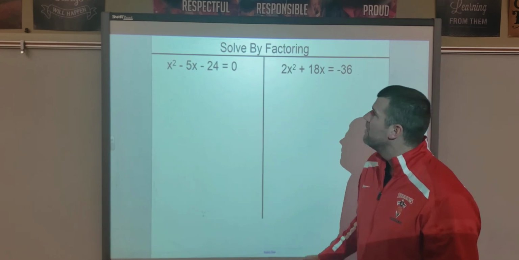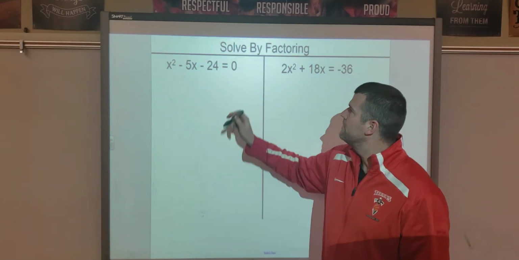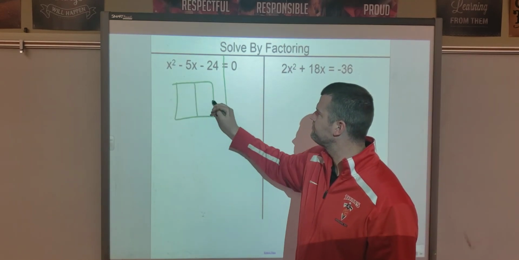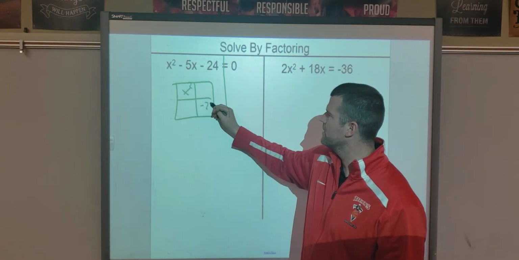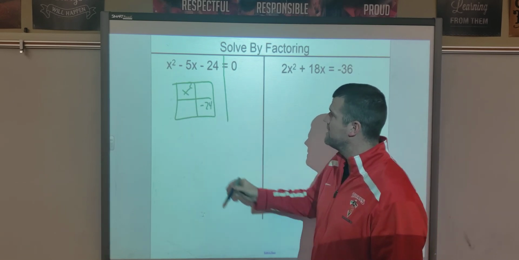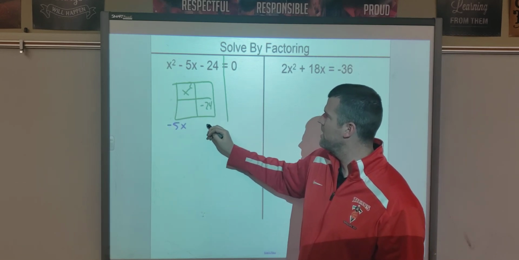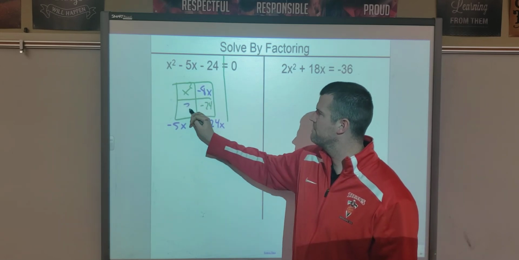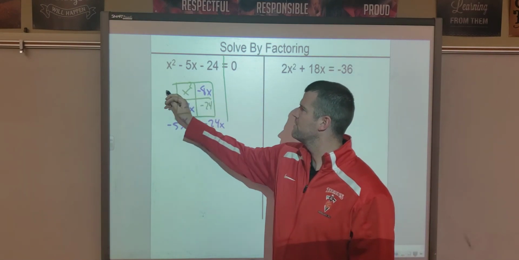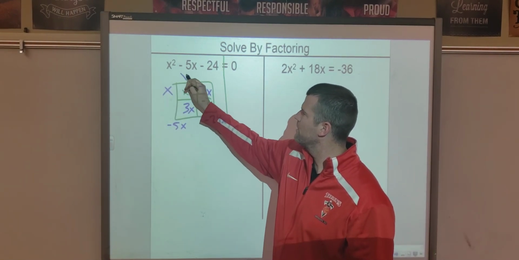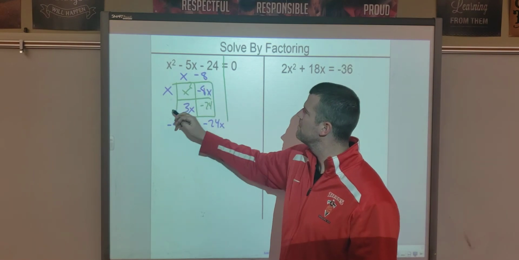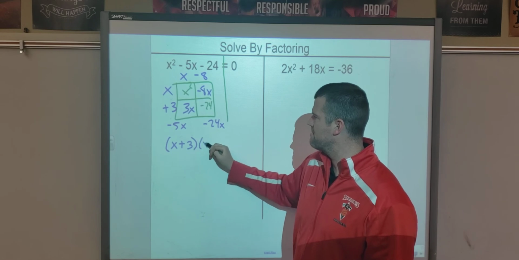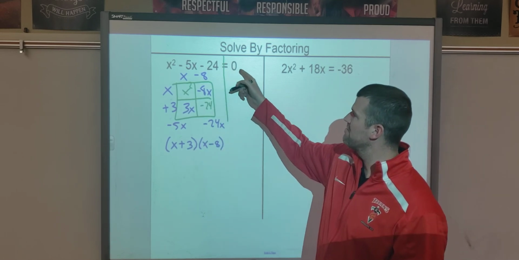All right. Equal to 0, that's good. Factor this side, use the box. I'm going to go a little bit quicker now. We need to add to -5x, multiply to -24x, so that's going to be -8x and +3x. Factor the top row, figure out how we get the rest of the terms that are in the box. And we've got our factors of x plus 3 times x minus 8 equals 0.